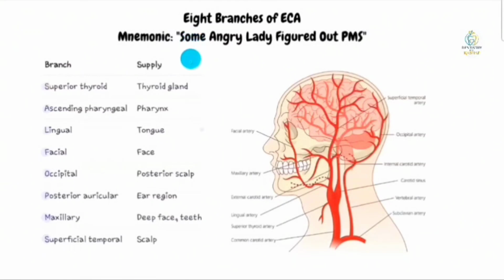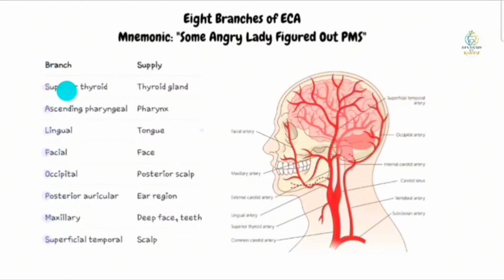Okay, there is a mnemonic: Some Angry Lady Figured Out PMS. Some angry lady figured out PMS. I have highlighted your initials. There is your superior thyroid artery that supplies your thyroid gland. Then there will be an ascending branch, to your pharynx, which they didn't mention here. Then the lingual artery will supply your tongue, and facial supplies the face.